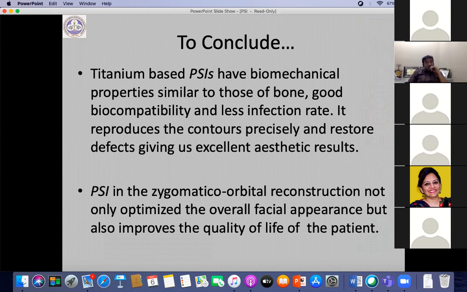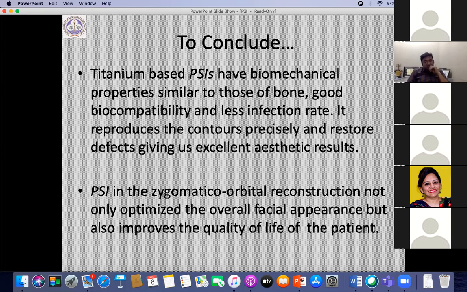So to conclude, titanium-based PSI have biomechanical properties similar to those of bone, good biocompatibility, and a low infection rate. It is very good in the case of static bones like the zygoma. For the mandible, which is moving, which is dynamic, we still have to find a way where we can say that it works for the mandible also. But for orbital floors, for zygoma, for frontal bone defects, it can work wonderfully.